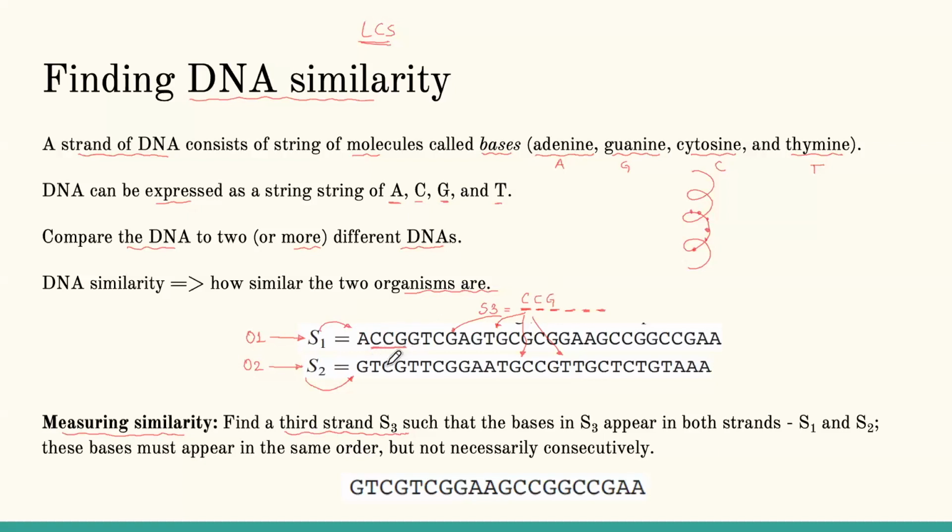In the second sequence S2, we have CCG. So they are still in the order, but they are not necessarily consecutive to each other. In this way, we can calculate similarity between these two strands S1 and S2 by trying to find a third strand S3 that has bases common to both of them. So we want to continue to increase S3 and find how long that is.